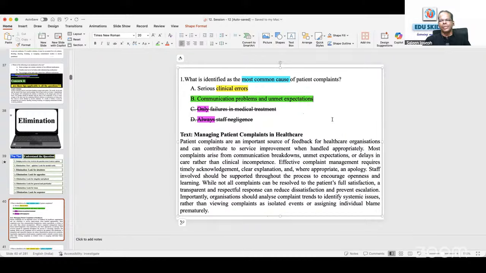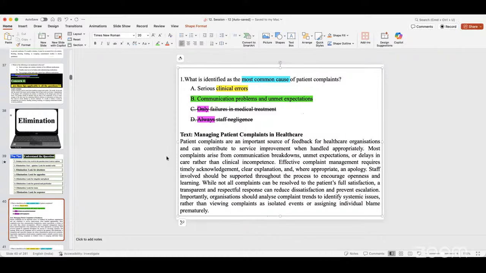But let's see if there is any objection. Somebody will smile and read. Sorry, there's no screen problem. Managing patient complaints in healthcare. Patient complaints are an important source of feedback for healthcare organizations and can contribute to service improvement.